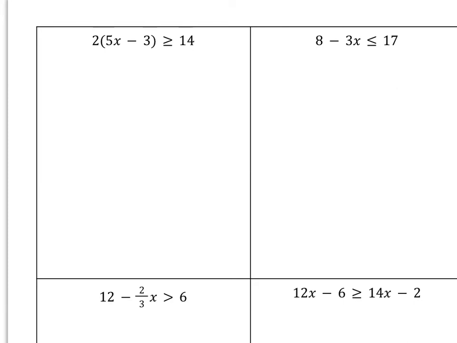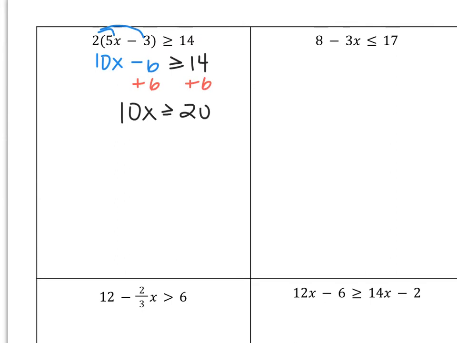Now we're going to get into a few more complicated examples. So this one, we have parentheses, so my first step is going to be to distribute. So 2 times 5x is 10x, 2 times -3 is -6. Copy down the rest. And now I'm back to a two-step equation. So when you get x by itself, we'll add 6 to both sides. 10x is greater than or equal to 20. We'll divide by 10.